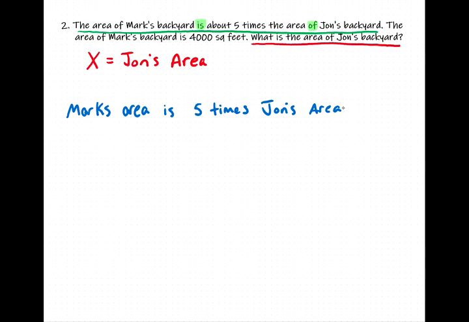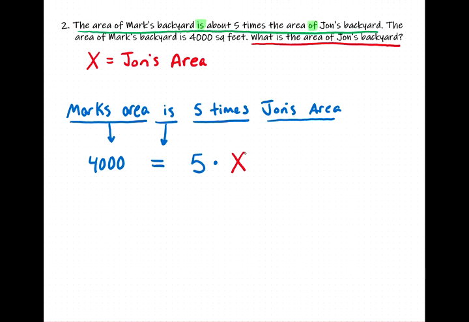So now let's translate this into a mathematical equation. Mark's area, this we know. It's given in the problem as 4,000 square feet. So we know Mark's area is 4,000. Again, we have the word "is." That's our equal sign. 5 times, so multiplied by 5 times John's area. And the area of John's backyard, that's what's unknown, so we're using x for that. Okay, so the area of Mark's backyard, 4,000, equals 5 times the area of John's backyard, which is x.